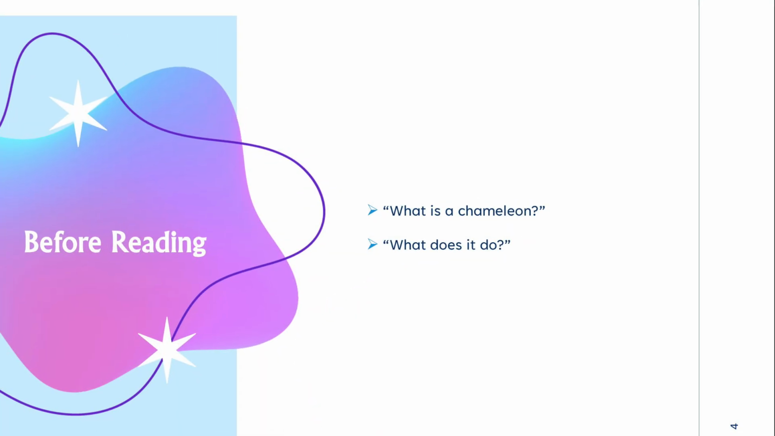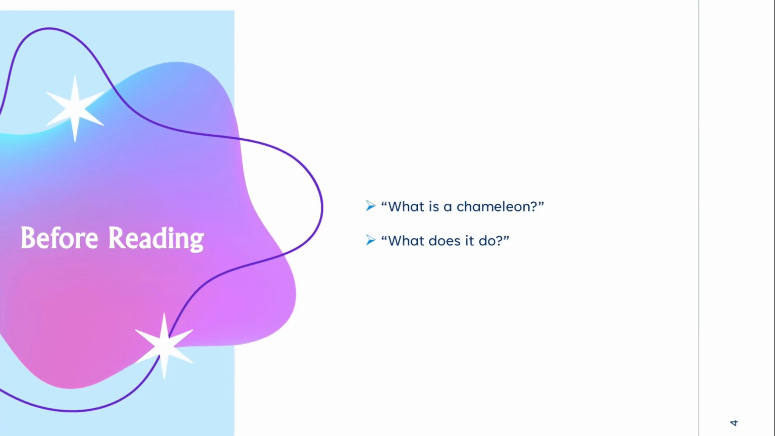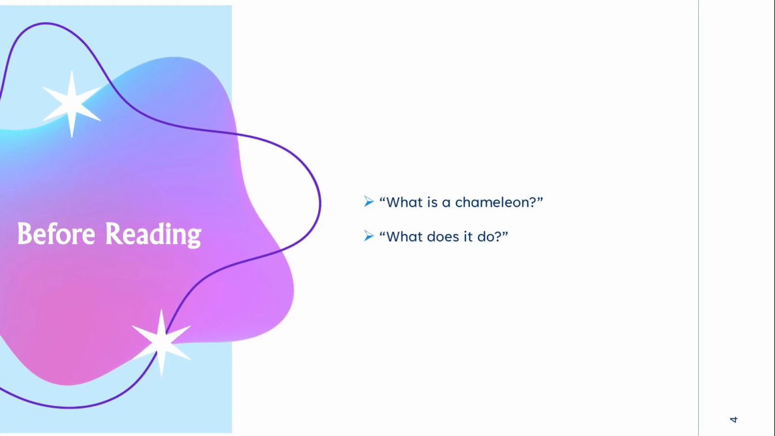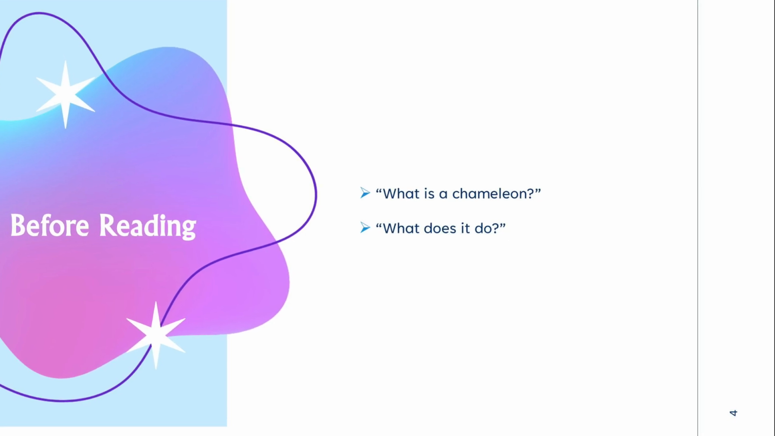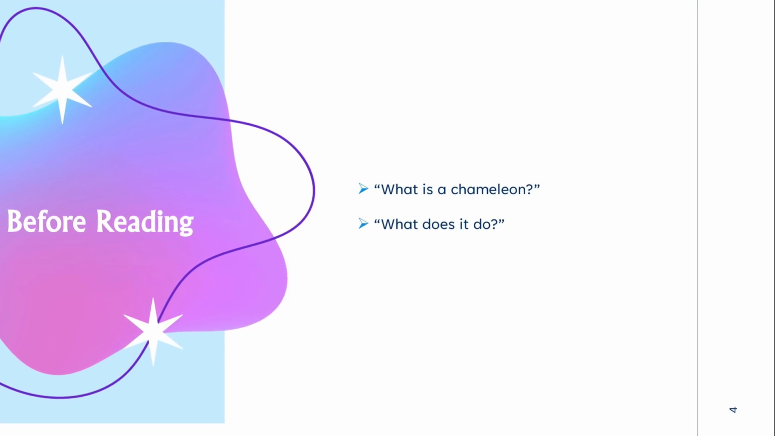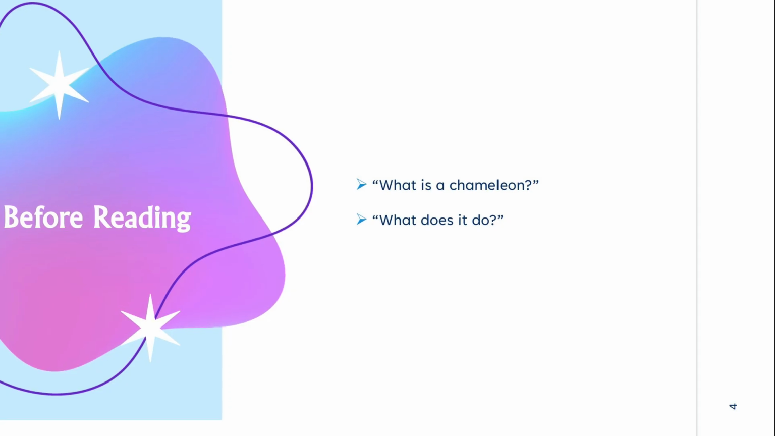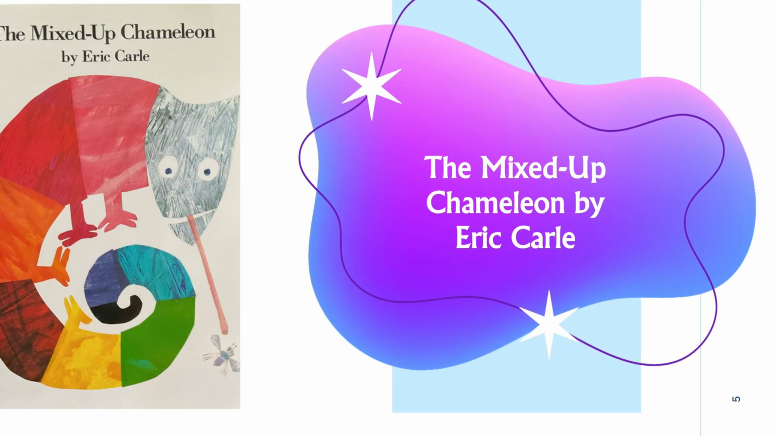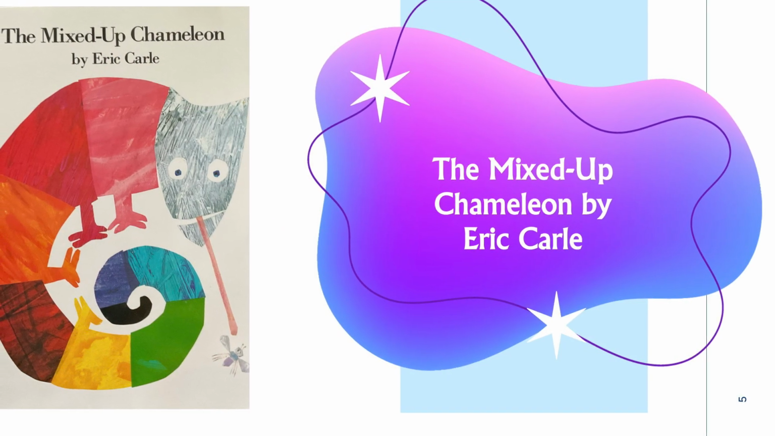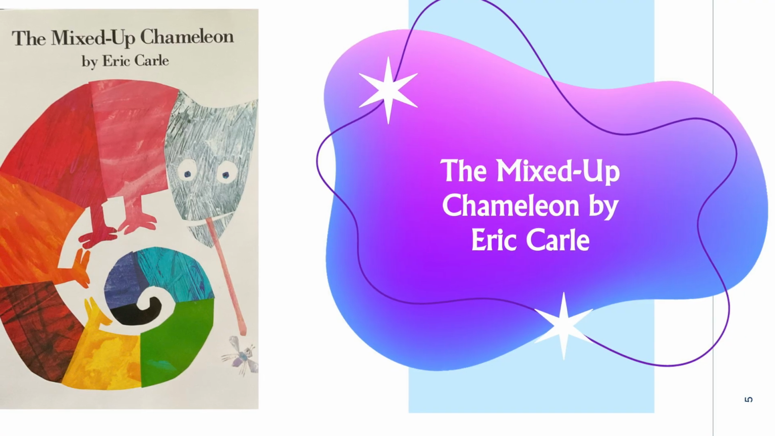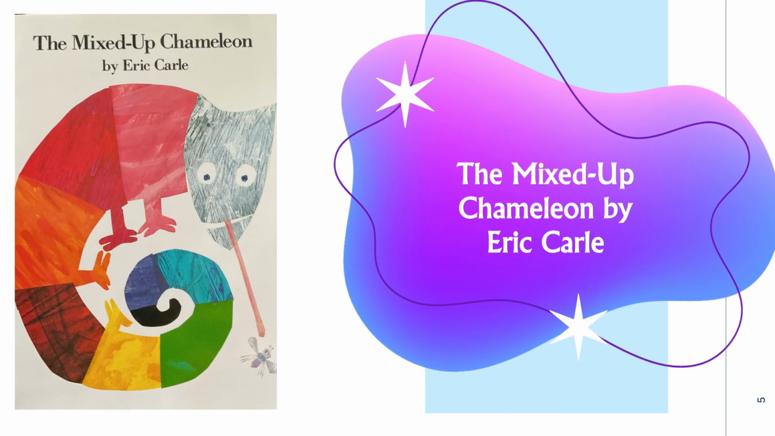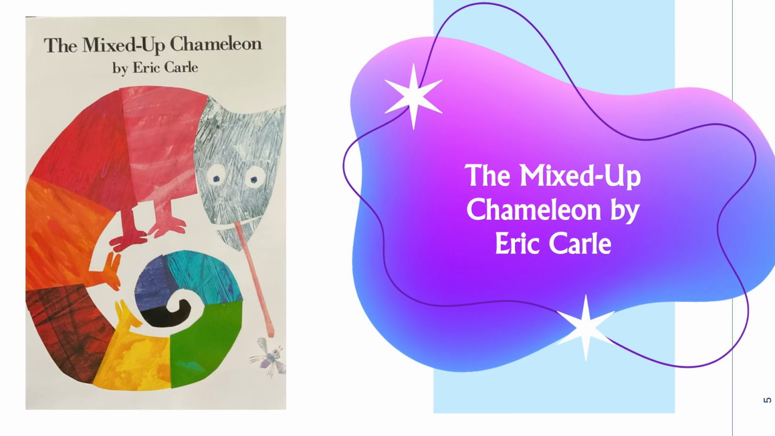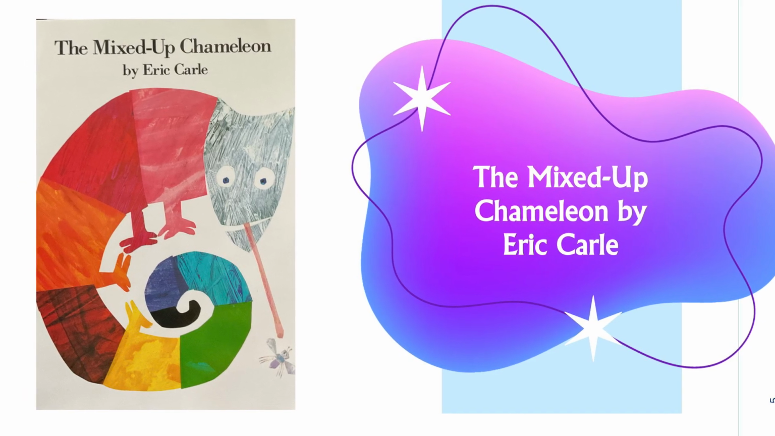Before reading, I will activate students' background knowledge. I'll ask, what is a chameleon? What does it do? This helps students start thinking about the topic and prepares them to understand the story. Now I will introduce the book, The Mixed Up Chameleon by Eric Carle. I will show the cover and ask students to make predictions about what might happen in the story.